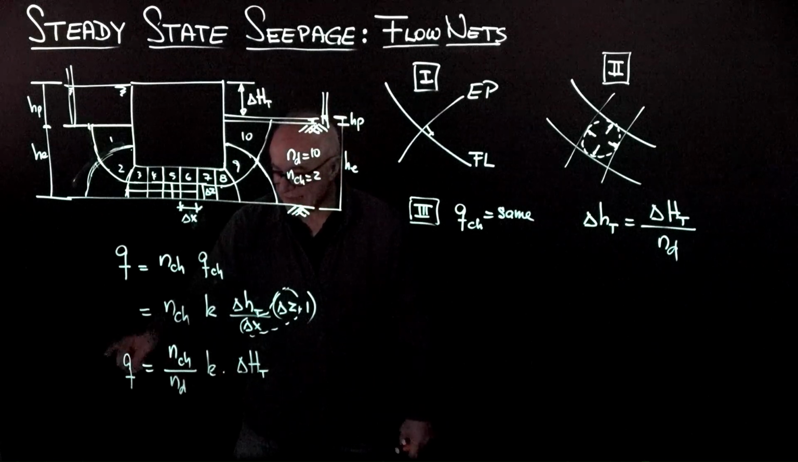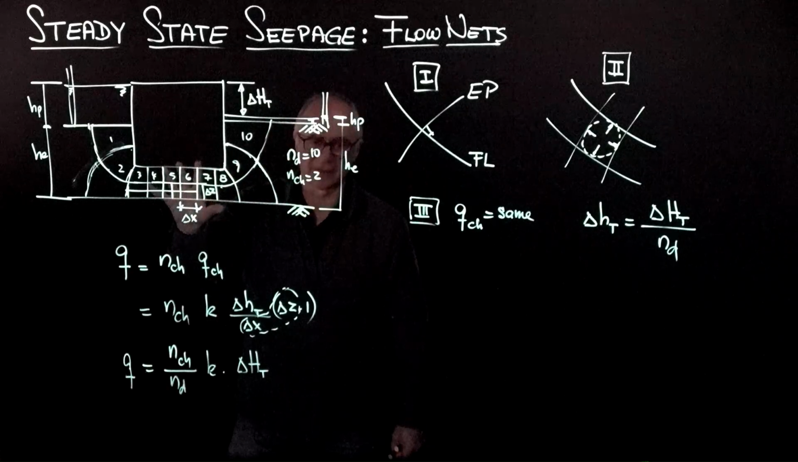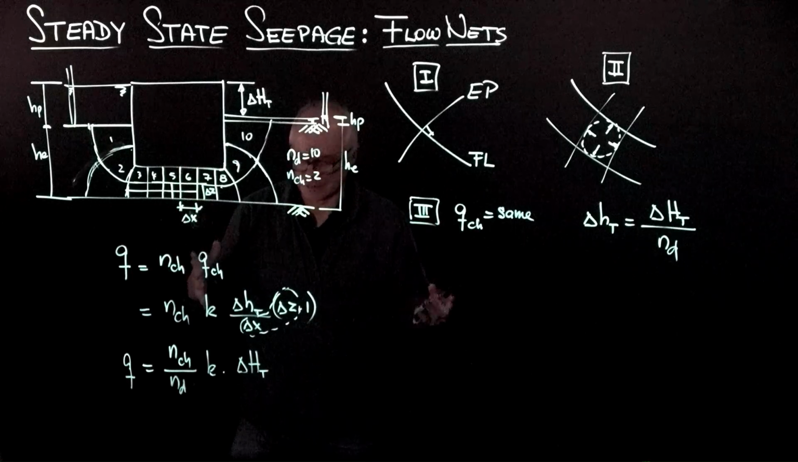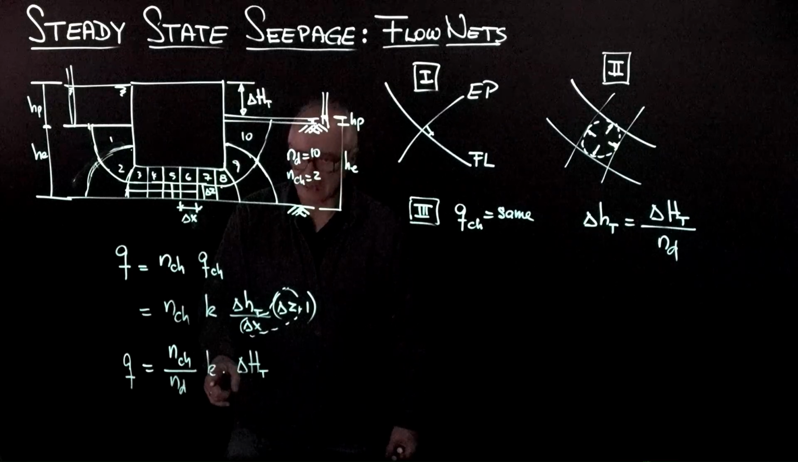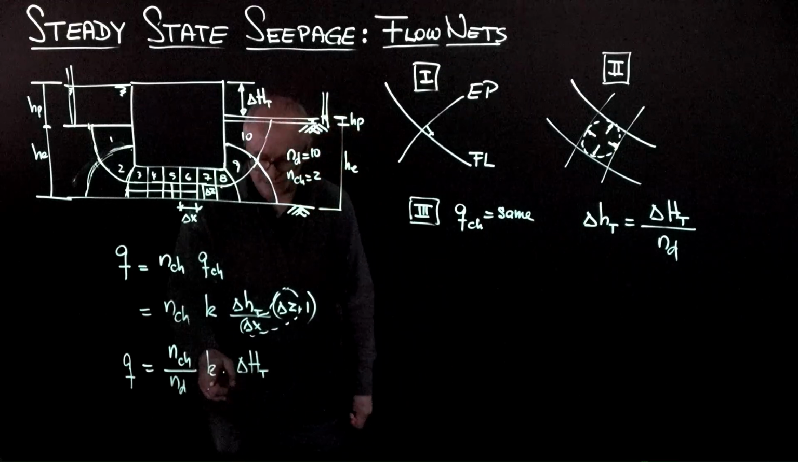And so my uncertainty in the flow rate is not in drawing the flow net. So you can do this in a few minutes. The uncertainty is how are we going to select the hydraulic conductivity? And that is another topic to be covered later on.